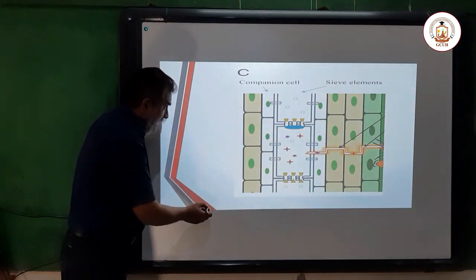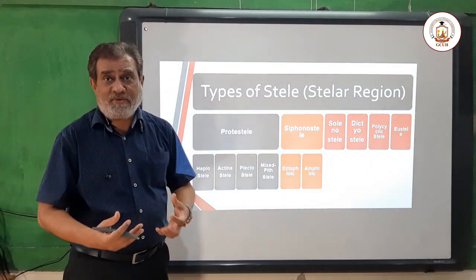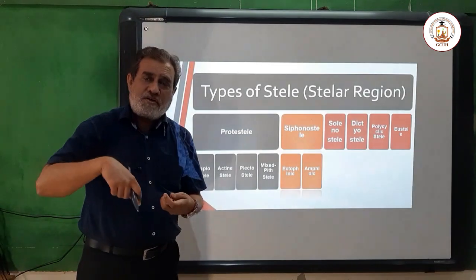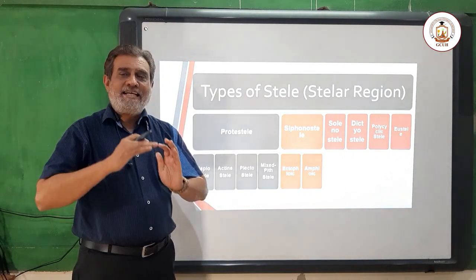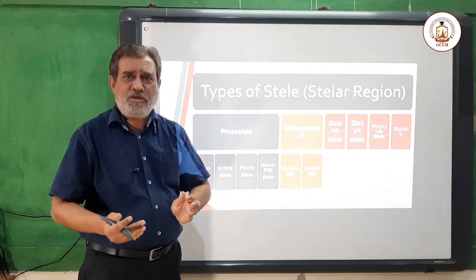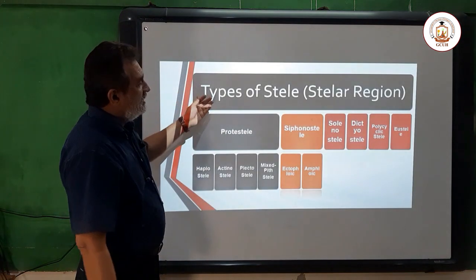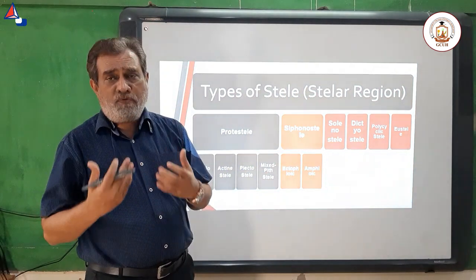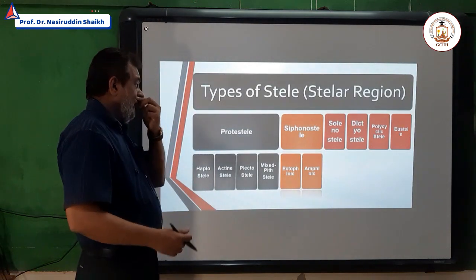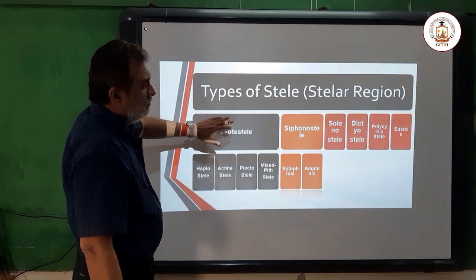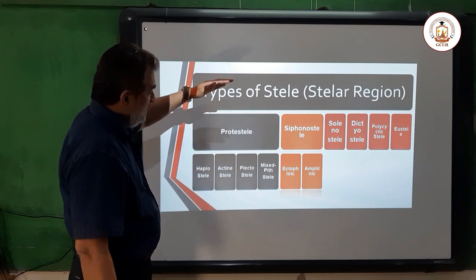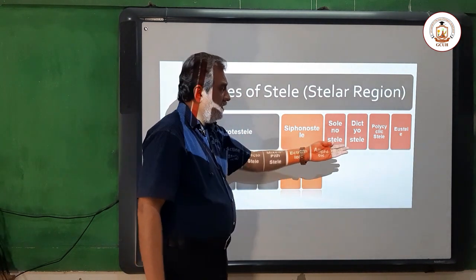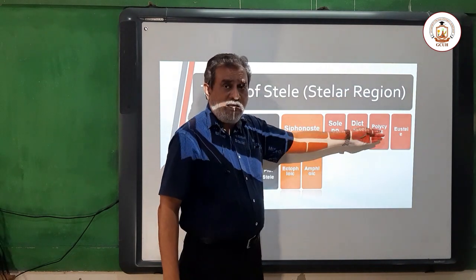Then when these vascular bundles are arranged in a specific manner in the central region, this is called the stele, and their different manner of arrangement in the central region gives the type of the stele, or we call it the stellar system. So before coming to the stellar system, we see that there are five main types of the stele: either protostele, or maybe siphonostele, maybe solenostele, or maybe dictyostele, or the polycyclic stele, or maybe the eustele.